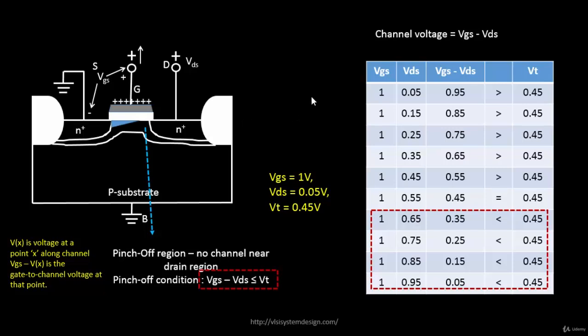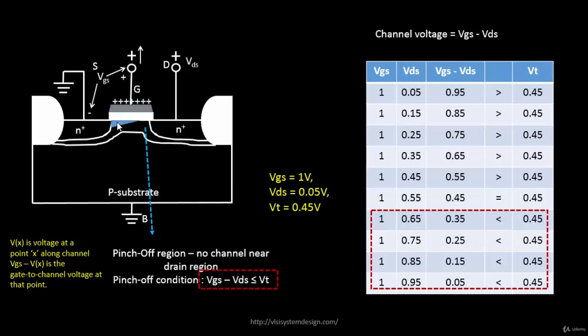Initially, when we were in the linear region, we had this channel voltage as VGS minus VDS. During the pinch off region, you have the same channel voltage going less than VT. So what does that actually mean? These are two contradicting statements. In the linear region, when the channel voltage was VGS minus VDS, your transistor was working fine. You had some valid channel available. But now, when the same channel voltage goes below threshold voltage, you don't have the channel available.